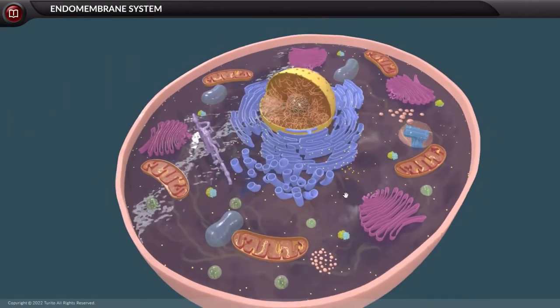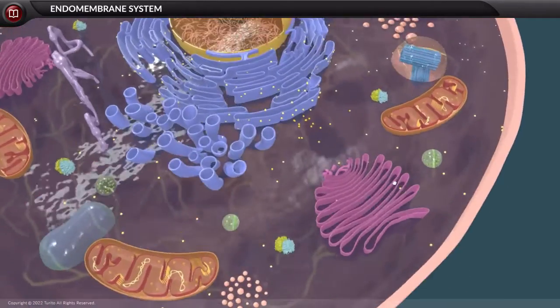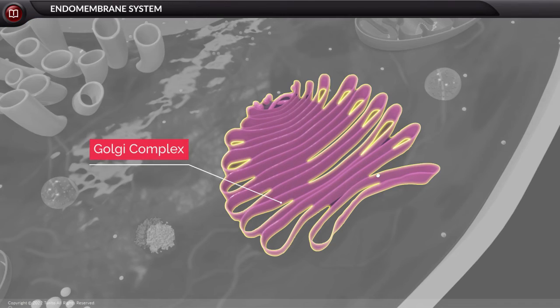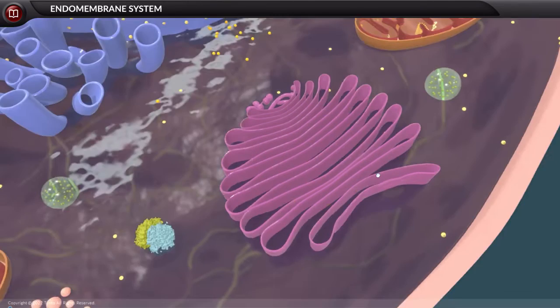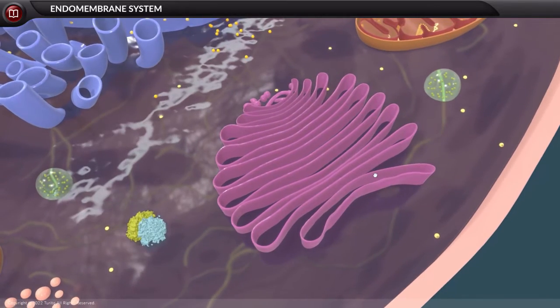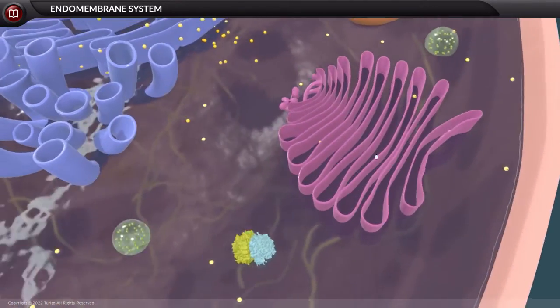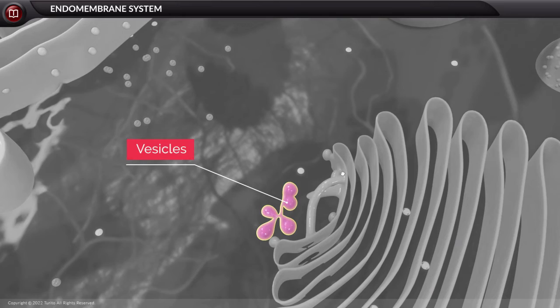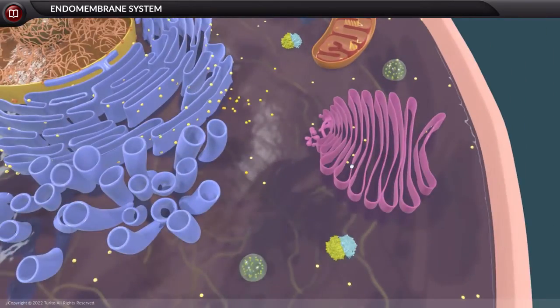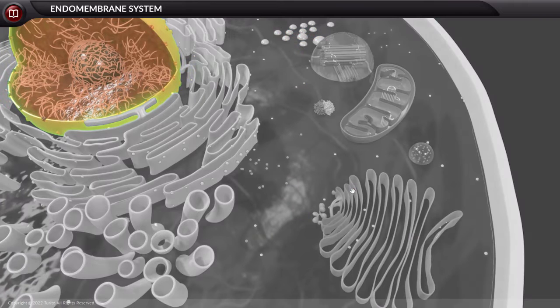The second structural component of the endomembrane system is the Golgi complex. The Golgi complex is a stack of flattened tubules called cisternae, along with spherical structures called vesicles. The Golgi complex is present close to the nucleus.